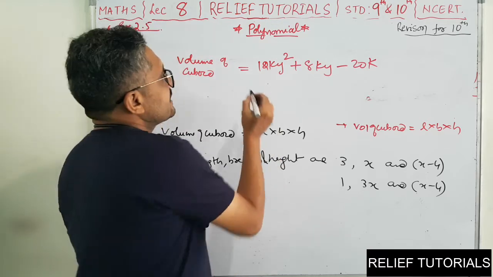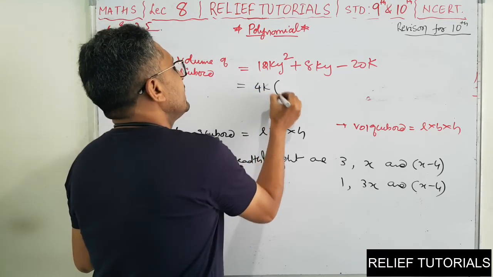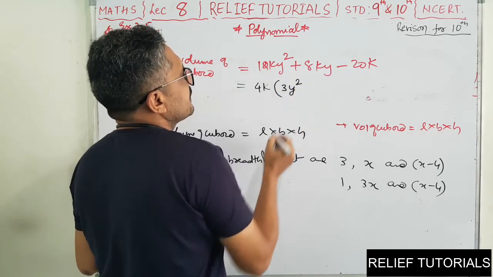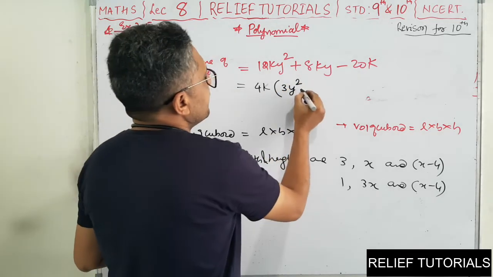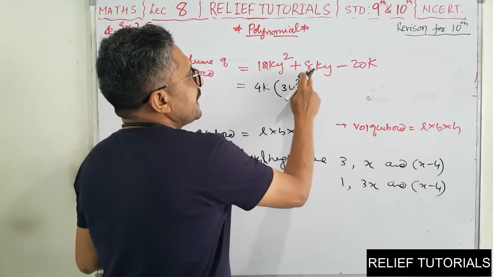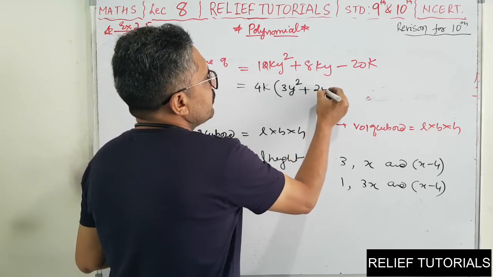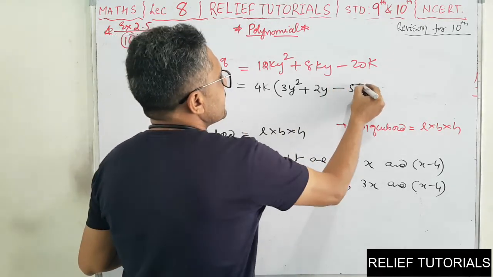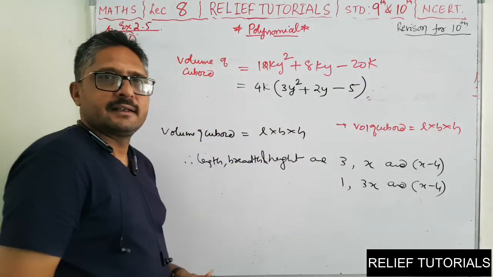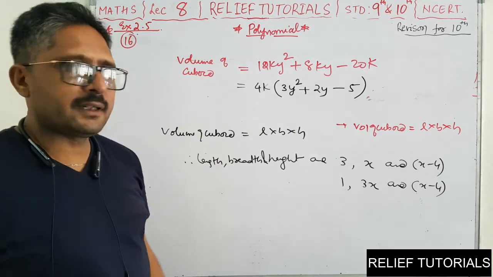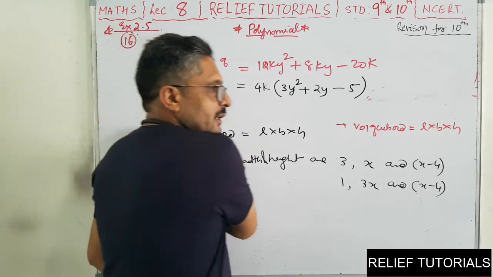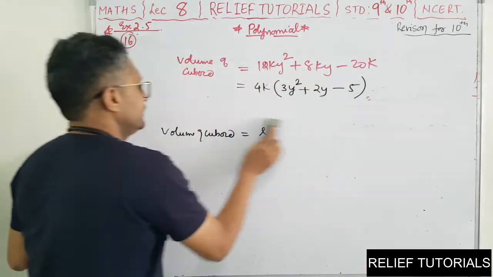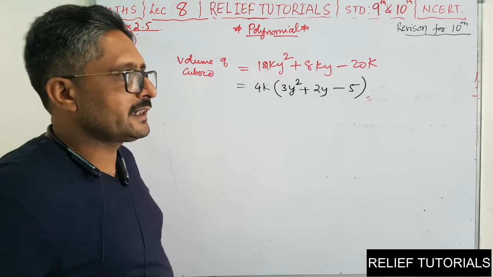So how can I write this? See here, 4k. Clear? So what is left here? 4, 3y². Clear? Then plus 4k, you have got 4k, so it will be 2y, minus 4k we have got, so that is 5. Clear? Now you can find the factors of this polynomial.